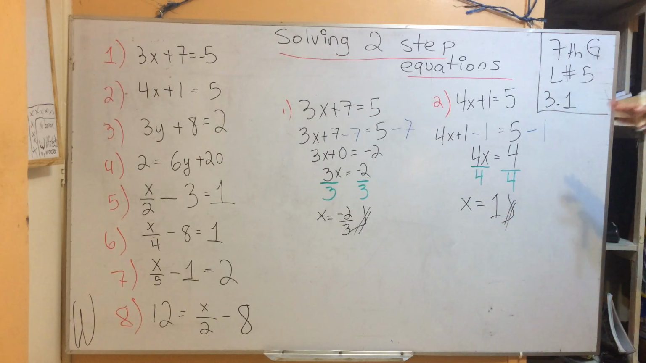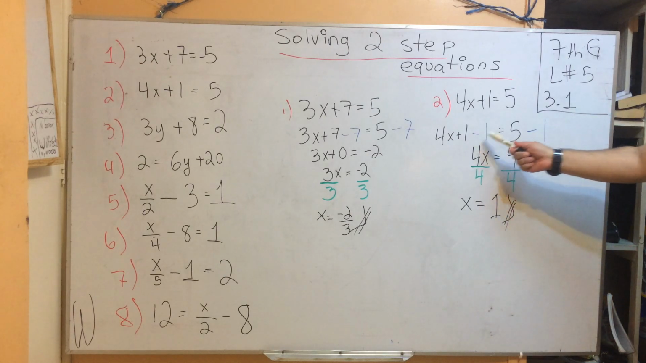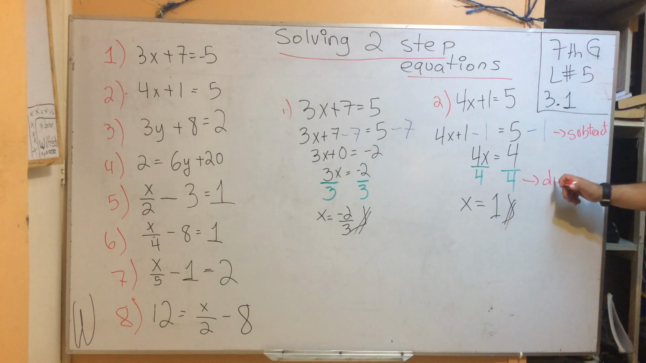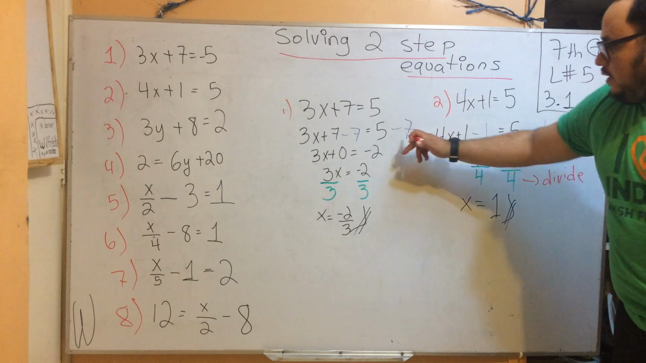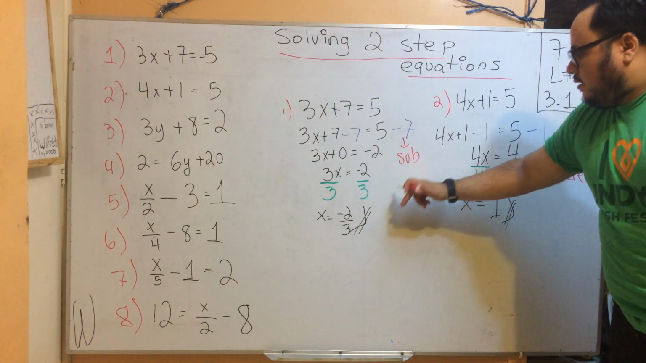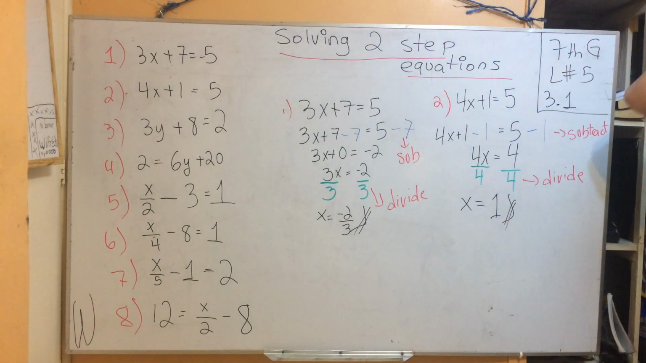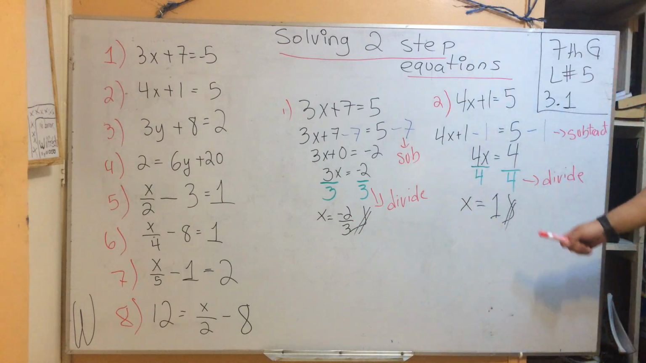Okay? So what we're doing here is two steps. First we subtract, then we divide. Let's put it like this. Here, subtract, and here we divide. That is why we are calling it a two-step equation, because we're using two different steps to solve for the variable. Okay, so here we have that the answer is minus 2 thirds, and here we have that the answer is 1.